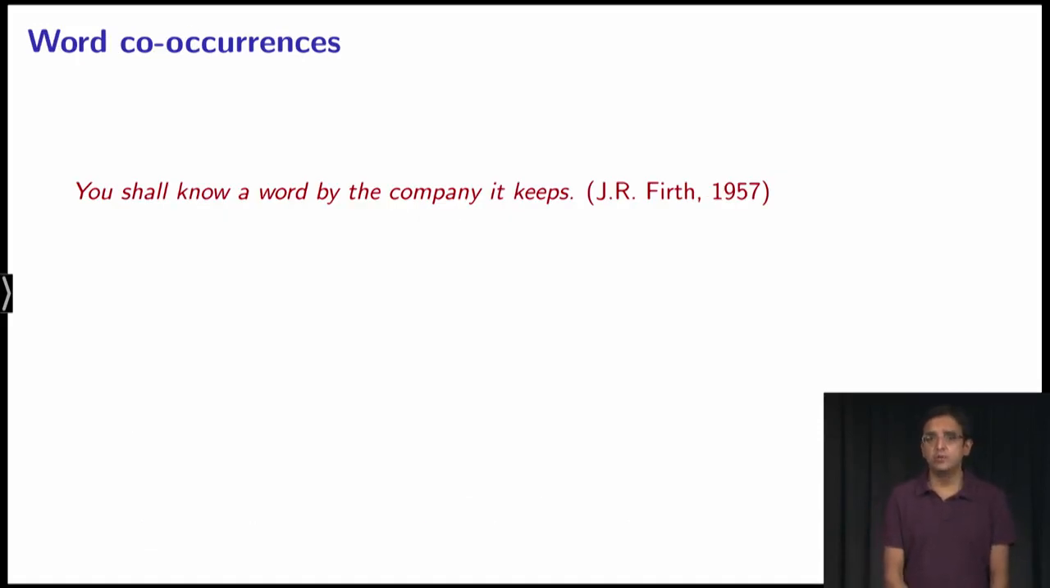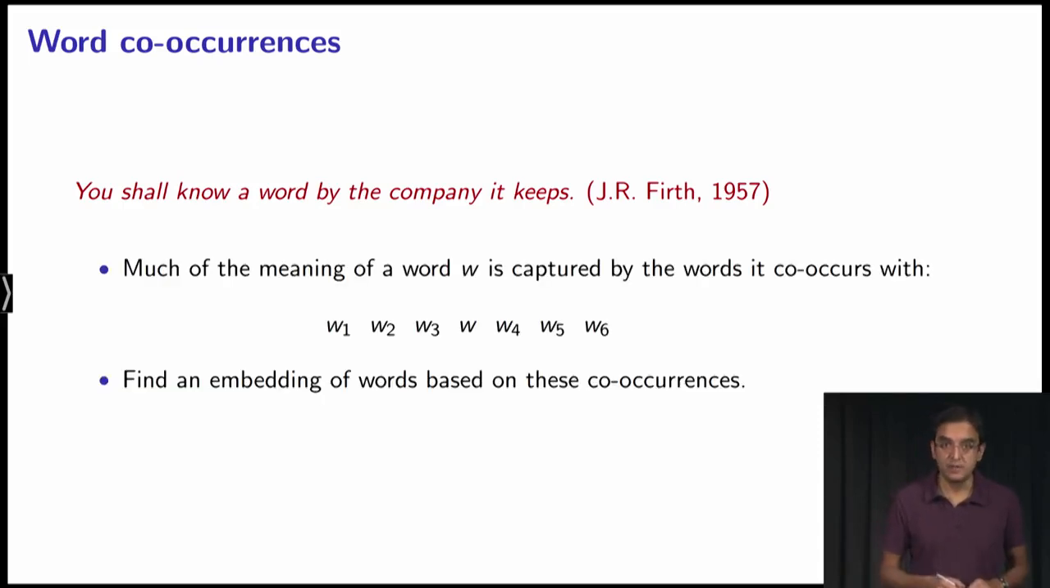So the general idea in word embeddings is captured by this famous quotation from the British linguist J.R. Firth. "You shall know a word by the company it keeps." So what this means is that the meaning of a word can, to a large extent, be captured by the words that it co-occurs with, by the other words that occur in its vicinity. So let's pick a particular word, call it W. And now let's look at all occurrences of this word in some corpus of text, say the collected works of Shakespeare. So we look at everywhere this word W occurs.